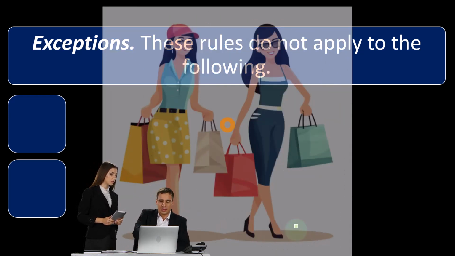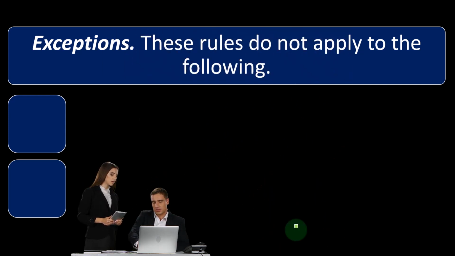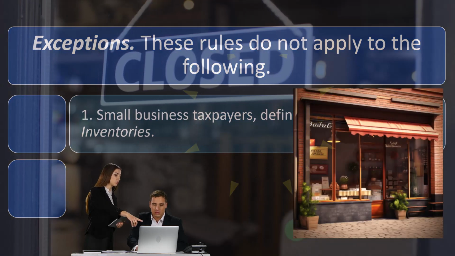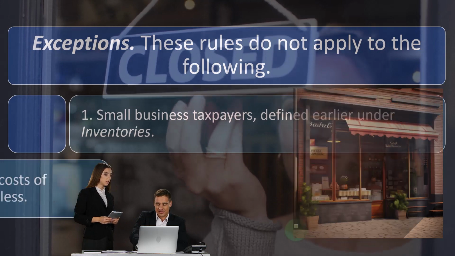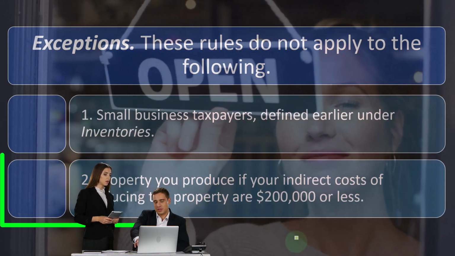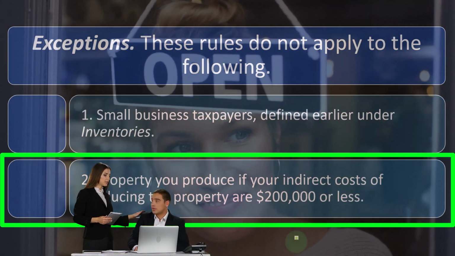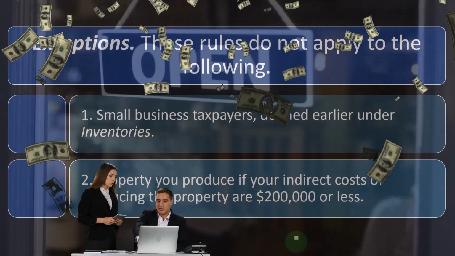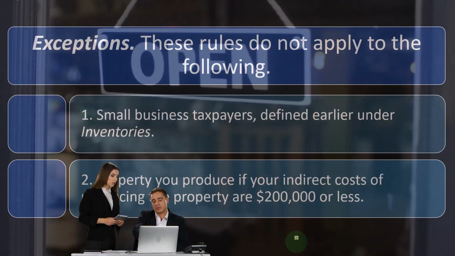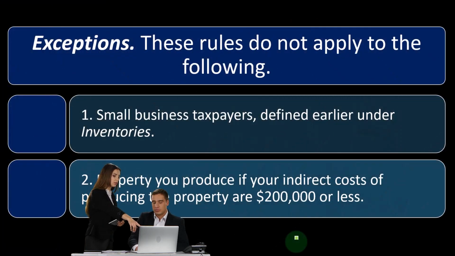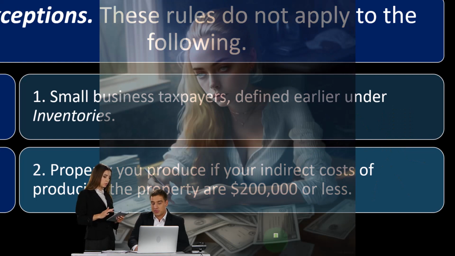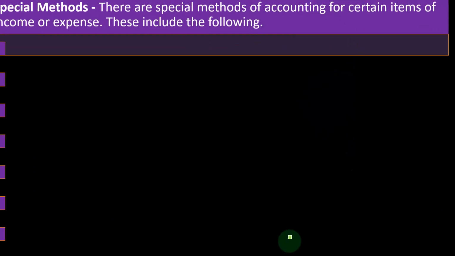Exceptions. These rules do not apply to the following: one, small business taxpayers, defined earlier under inventories, and two, property you produce if your indirect costs of producing the property are $200,000 or less.